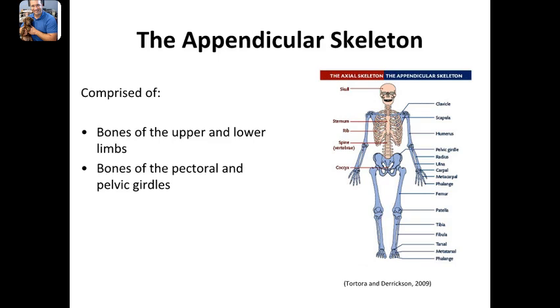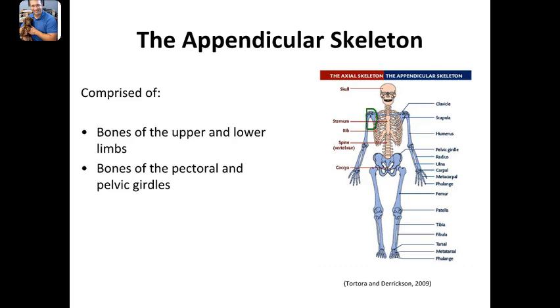So here we go. Now, everything that is in tan or pinkish is going to be the axial skeleton. Say it with me. Skull, spine, thoracic cage, sternum, hyoid, auditory ossicles, or the ear bones, which we will cover at a later date. Everything else is going to be the appendicular skeleton, specifically the girdles of the body.